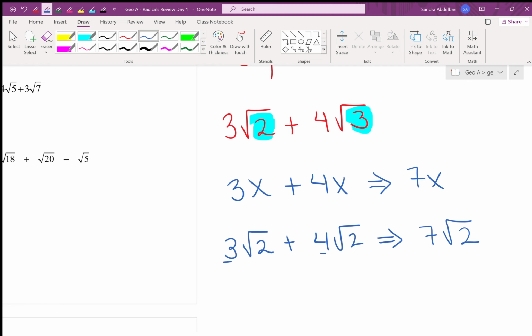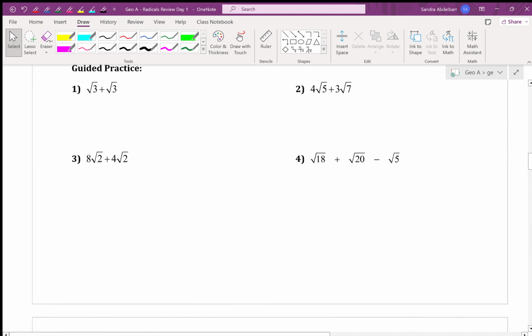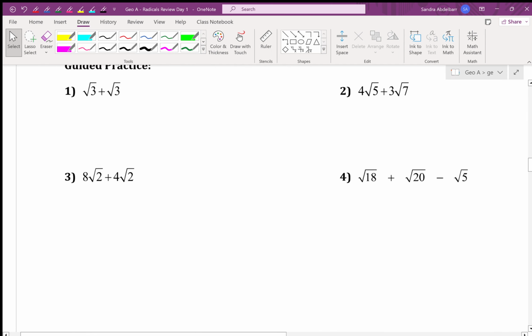All right, are we ready to do some problems? Guided practice number 1 here. What coefficient is really in front of these root 3s? 1. So what's 1 root 3 plus 1 root 3? 2 root 3. You got it.